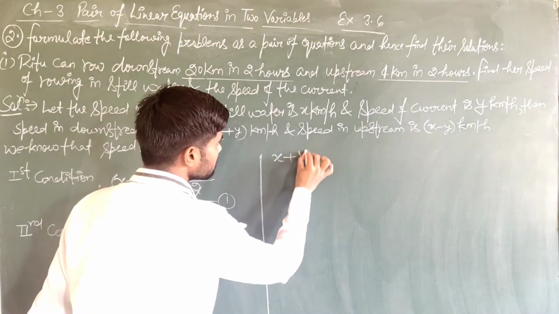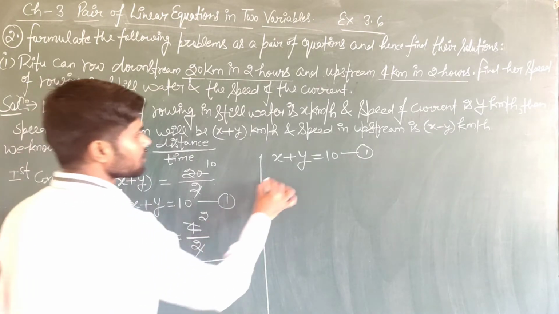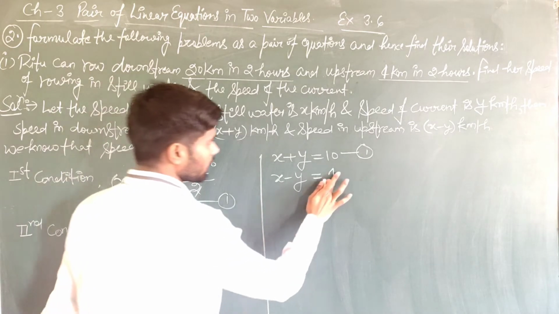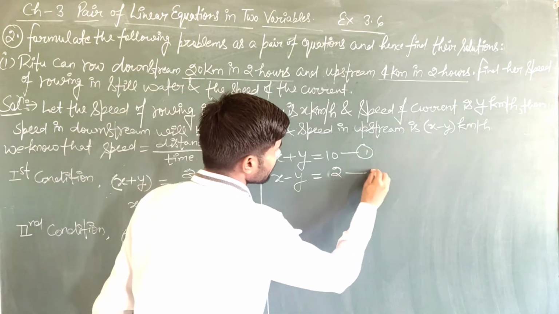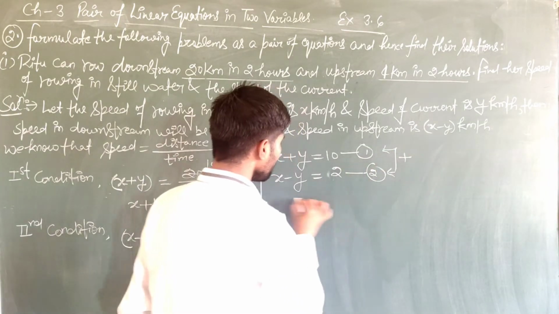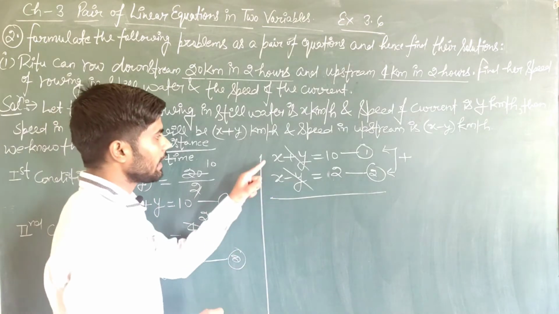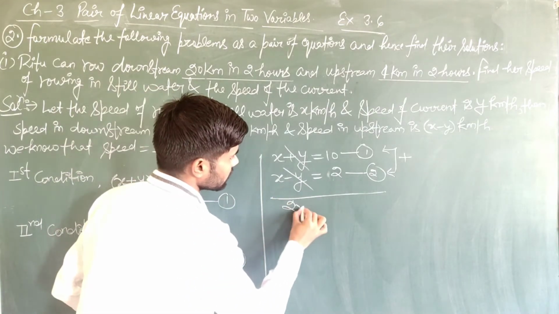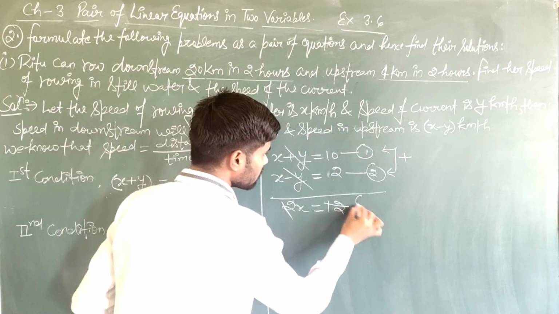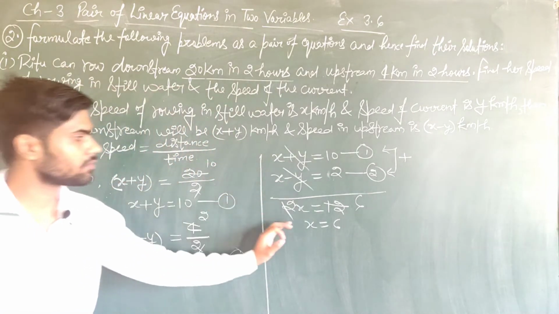The first equation is x plus y is equal to 10, and the second equation is x minus y is equal to 2. We can add both the equations. If we add, plus y will be cancelled by minus y, and we get 2x is equal to 10 plus 2, which is 12. 2 times 6 is 12, so x is equal to 6. We get x is equal to 6.